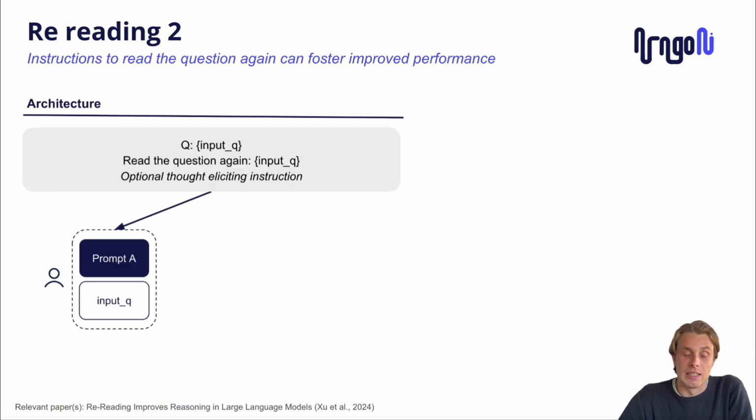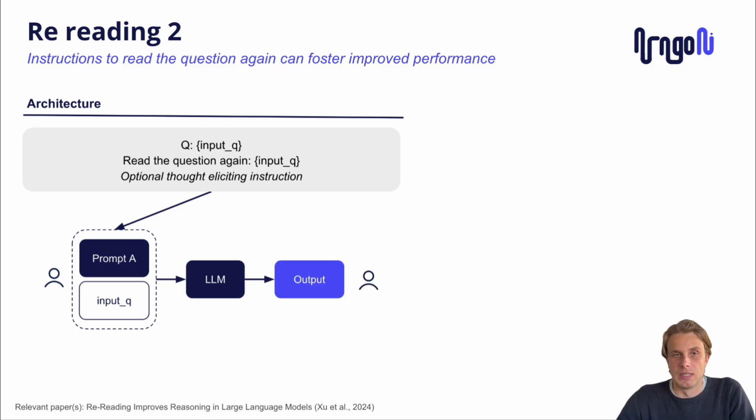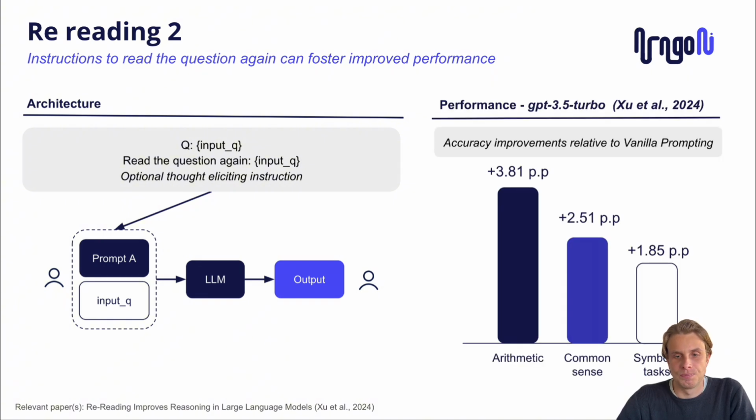Rereading 2, this is another one that is also very simple. So we have the input question, which is provided by the user. Then we ask in our prompt to read the question again, and then optionally, we can have a thought eliciting instruction. So this could be, for example, a chain of thought approach. And you will see in subsequent questions some examples of these thought eliciting approaches. The process is the same. We provide this as input to the large language model and we get our output.